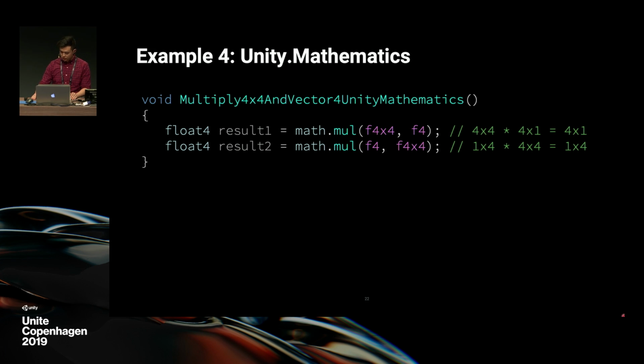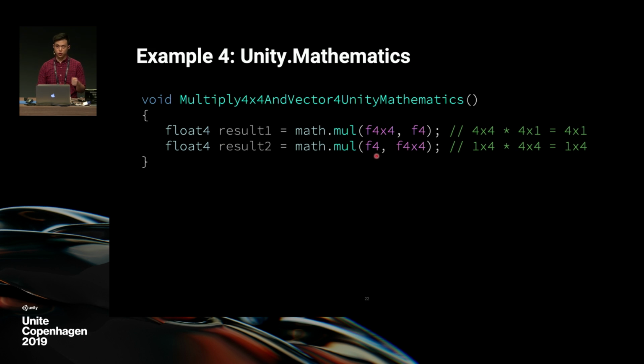How would you do this in Unity Mathematics? Well, we don't use the operator multiply anymore. We instead call math.mul. That implements matrix and vector multiplication, so we can just give it the float 4 by 4 on the left, a float 4 column vector on the right, and that just implements the 4 by 4 times the 4 by 1 to give you a 4 by 1. That's fine. The second line is the commented out version that we couldn't do before in classic Unity.